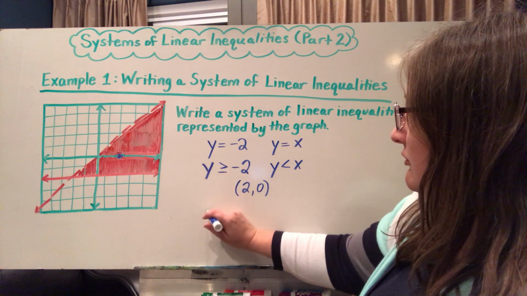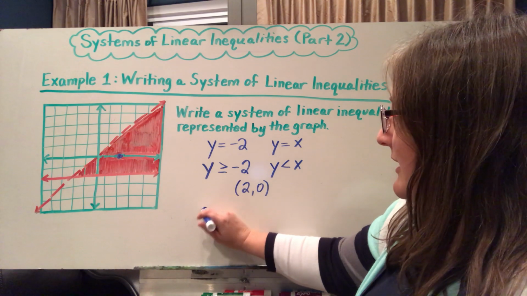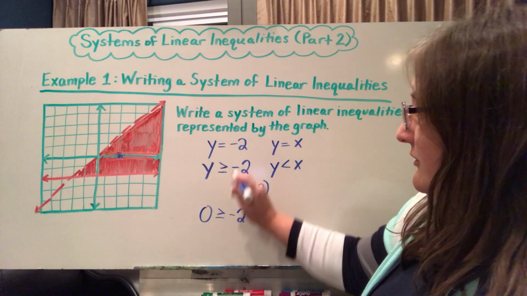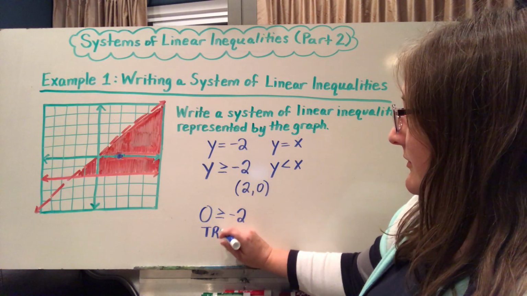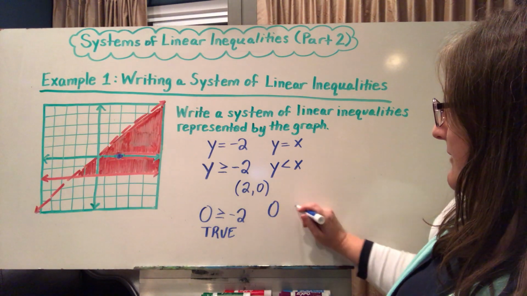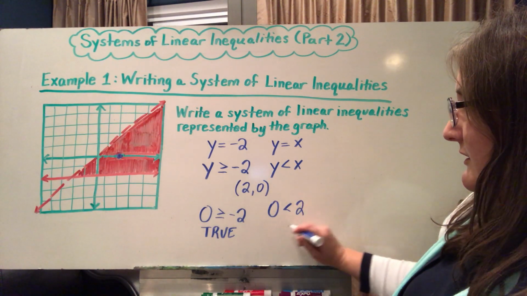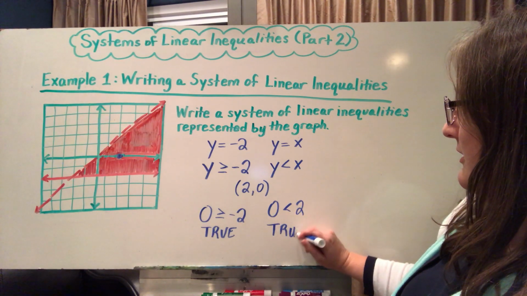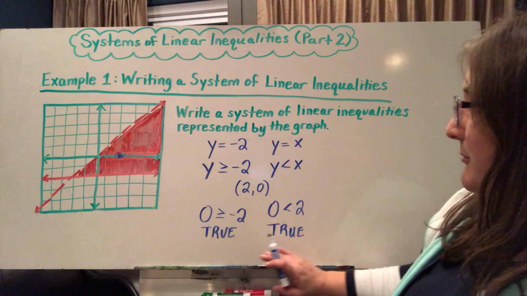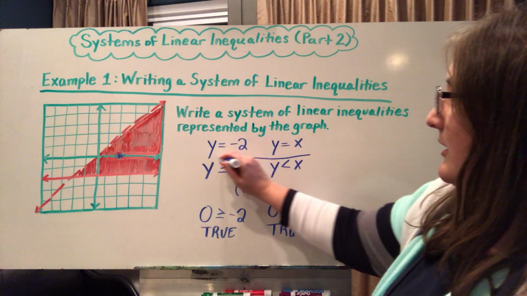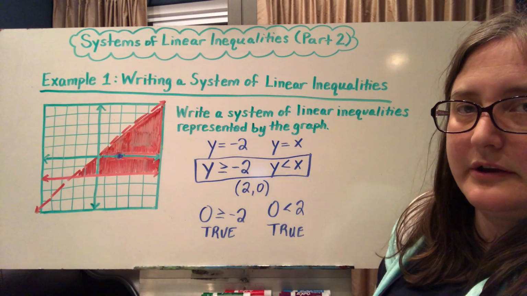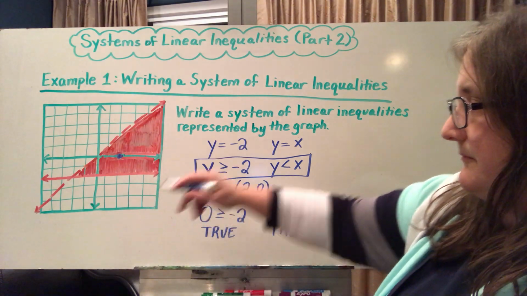So here I'm plugging in 0 for y, and 0 is in fact greater than -2. So this one works out. This one's true. I'm also going to test it here. I'm going to plug in 0 for y and 2 for x, and 0 is less than 2, so this one is also true. So I picked a point in the solution section. It was true for both of the inequalities I wrote. So here are my two linear inequalities that represent this graph.